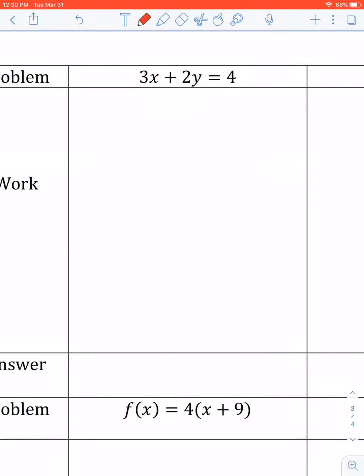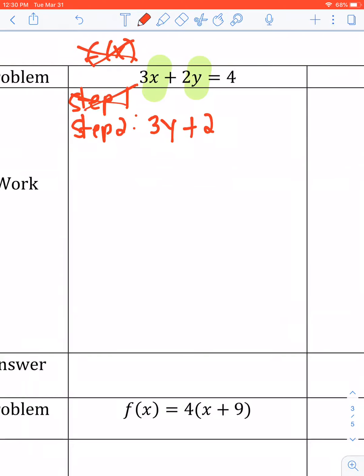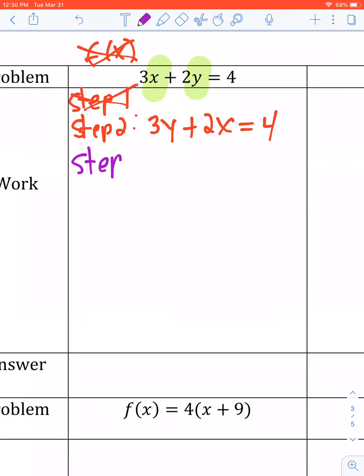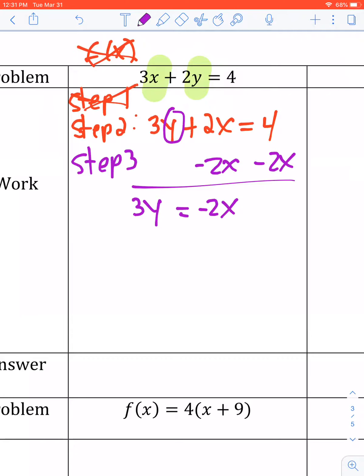All right, problem number 1. Step 1. On step 1, we don't have to do step 1 because there's no f of x in the problem. Step 2. We replace every x with a y and y with an x. So this becomes 3y plus 2x equals 4. Step 3, we have to get this y by itself. How do I do that? I'm going to subtract 2x from both sides. Then I'm going to divide everything through by 3.